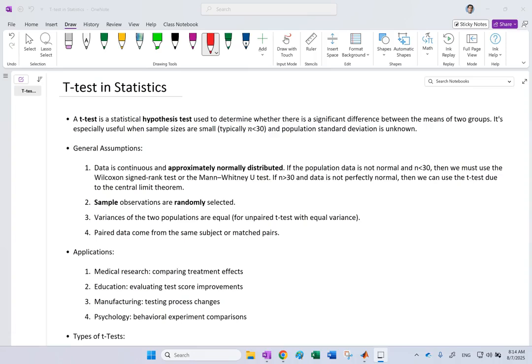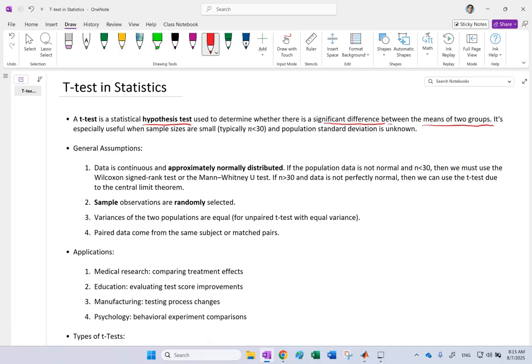So what is a t-test? The t-test is used for hypothesis testing, which we're going to talk about. And the goal of it is to determine whether there is a significant difference between the means or the averages of two groups. So you have data from group 1, you have data from group 2. You want to see if the averages of these two groups are quite a bit different, right?